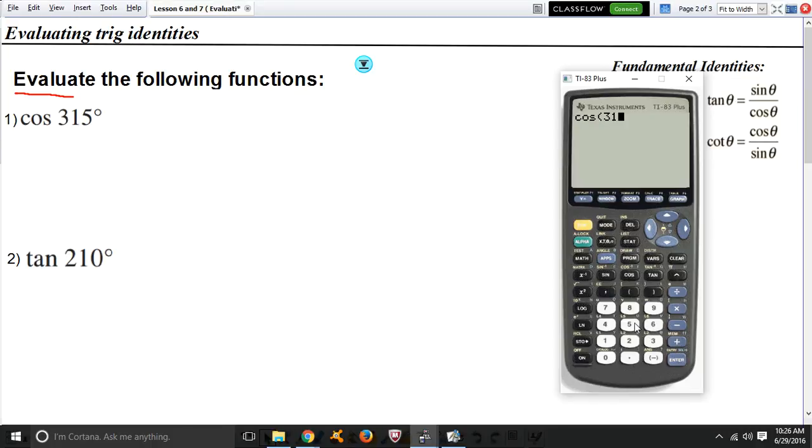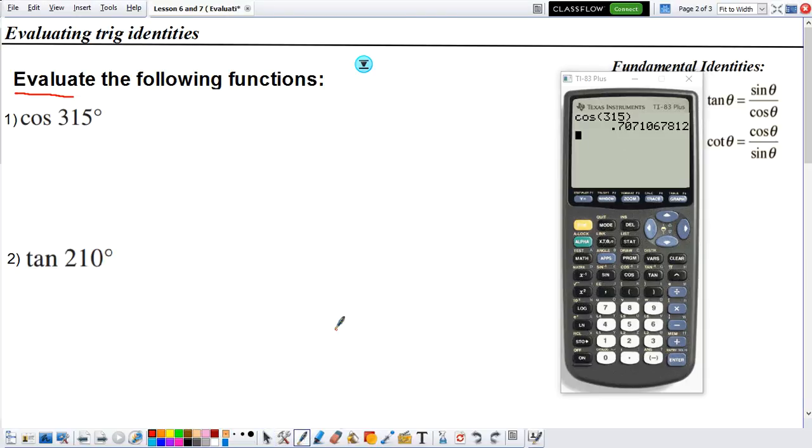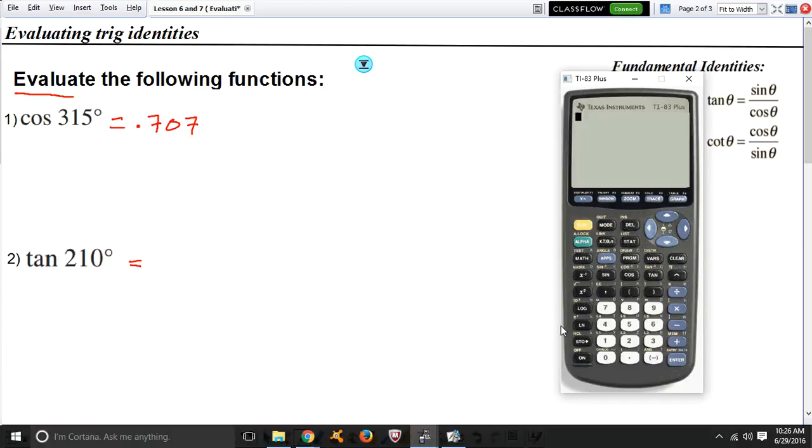Cosine of 315. Notice that your calculator only has sine, cosine, and tangent. So cosine of 315 in degree mode, press enter. So that's the evaluation of it. Cosine of 315 is equal to 0.707. Let's just round it to 3 decimal places. That's pretty much it. You just want a numerical representation of it. Now let's see tangent. Tangent of 210. Tangent is on my calculator, so I can just use it straight. Tangent of 210, press enter.